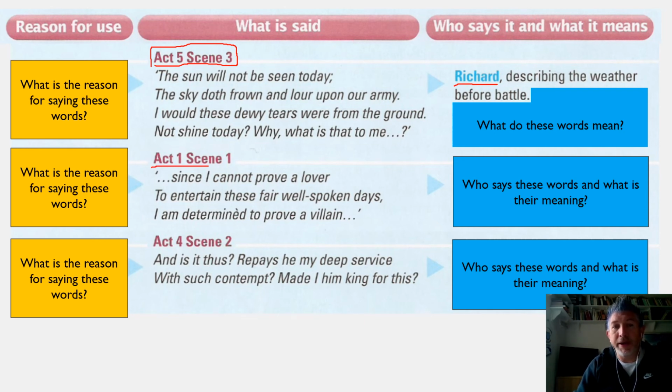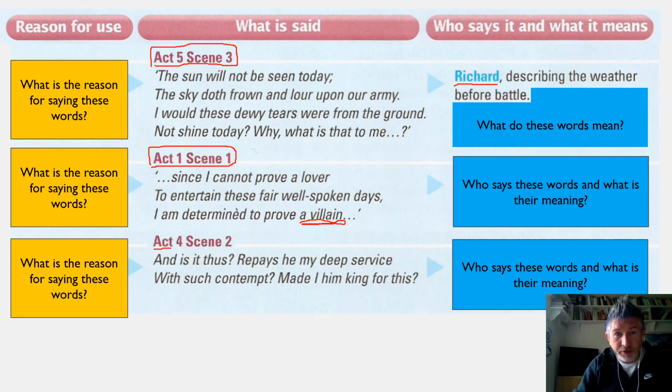We're going right back to the beginning now for this fourth one. Act 1, Scene 1. Hopefully you'll remember who says these. "Since I cannot prove a lover to entertain these fair, well-spoken days, I am determined to prove a villain." There's a bit of a clue there with that last word. Who says these words and what is their meaning? And finally, what is the reason for saying these? Why tell this to the audience?